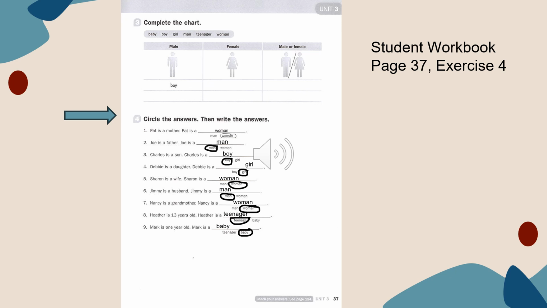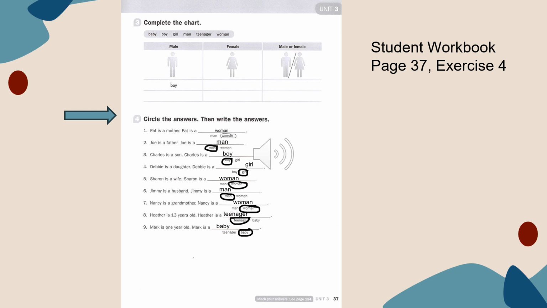Let's look at the answers for exercise 4 on page 37 in the student workbook. Number 2, Joe is a father. Joe is a man. 3, Charles is a son. Charles is a boy. Debbie is a daughter. Debbie is a girl.